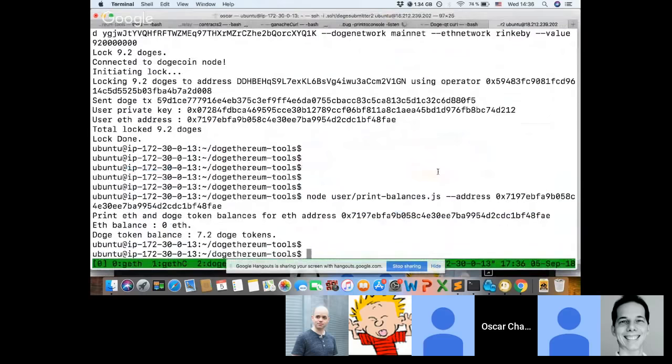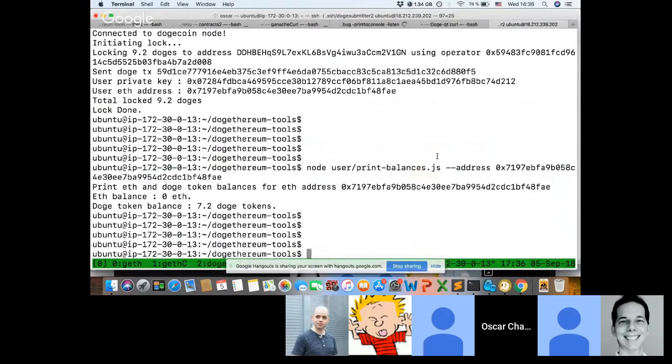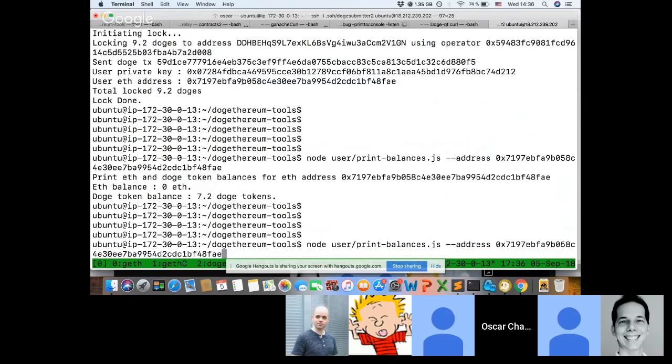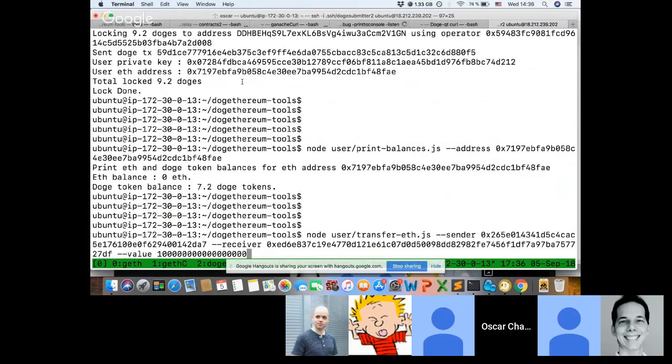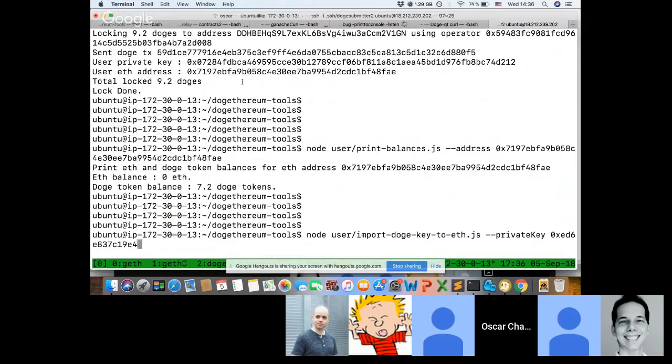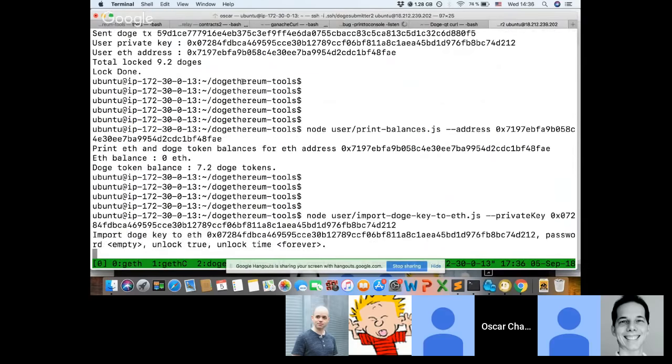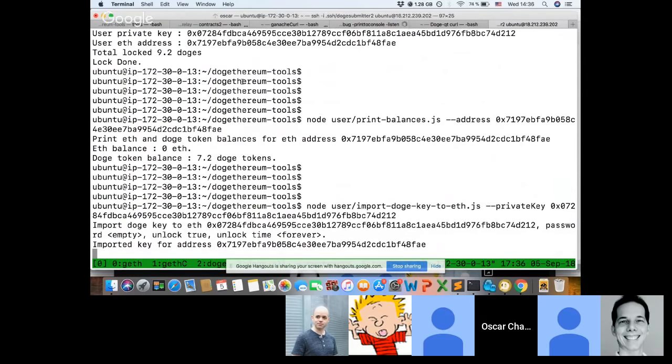So here, the next thing I have to do is to import my Dogecoin private key to my Ethereum node. There's another tool for that. I'm getting there. Yeah, import Doge key. I will use that one. Okay.